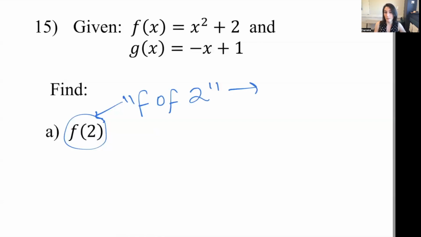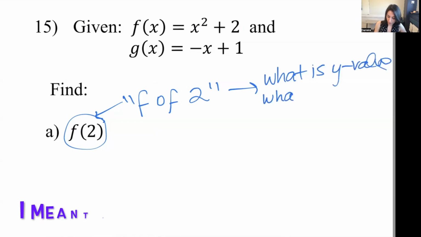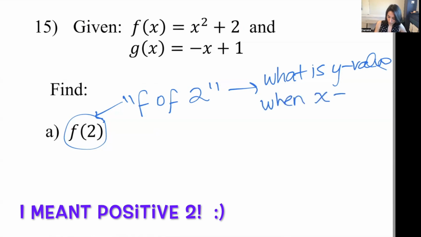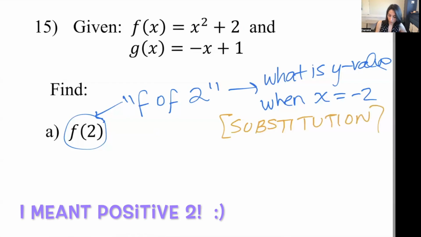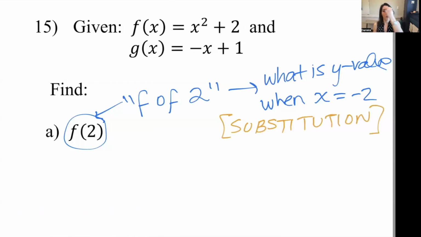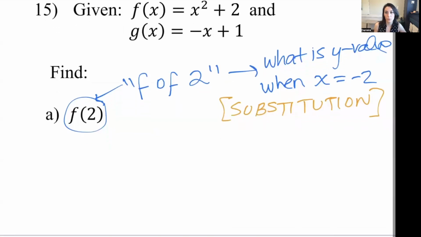That's fancy for just asking you, what is the y value when x is -2? So in other words, when you see these types of problems, they're substitution problems. Okay, so again, I go through all this in detail in my course, which I left in the description below.